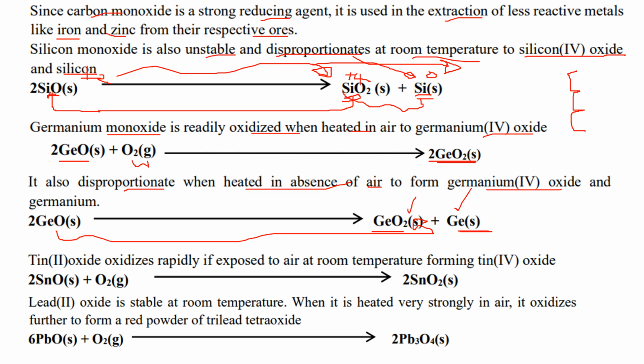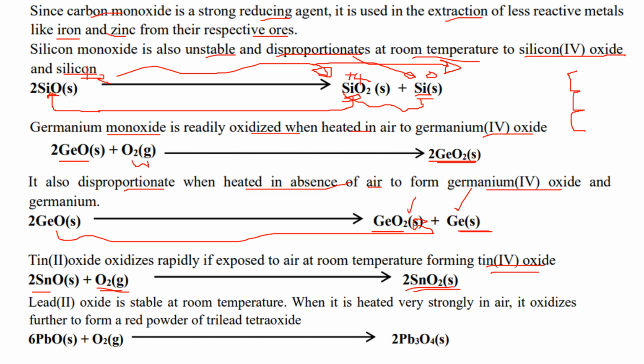Now we are saying that tin oxide oxidizes rapidly if exposed to air at room temperature, also to form its most stable oxidation state, which is tin 4 oxide. So when you get tin oxide and react it with oxygen at room temperature, the moment you expose it to the atmosphere, it reacts with the air to give us tin 4 oxide.